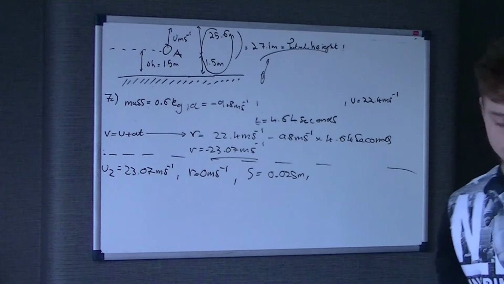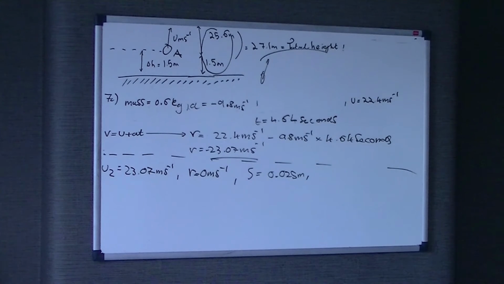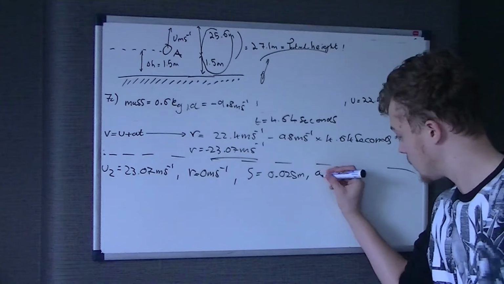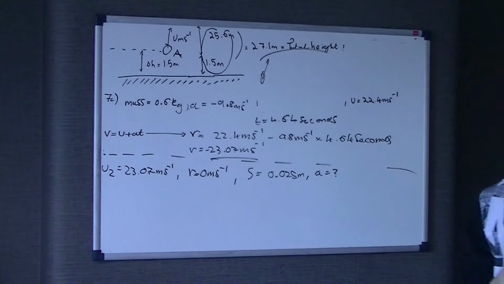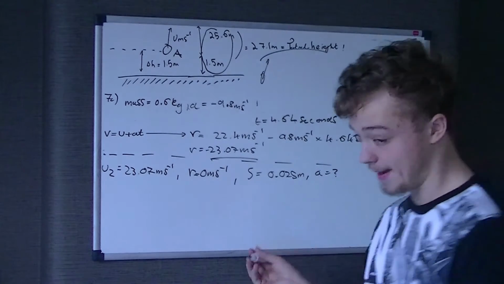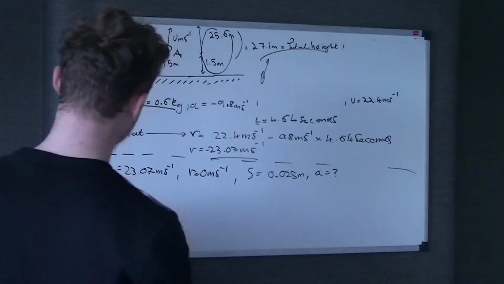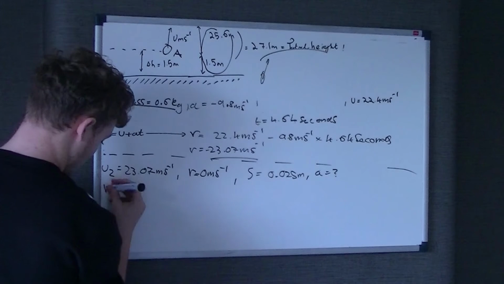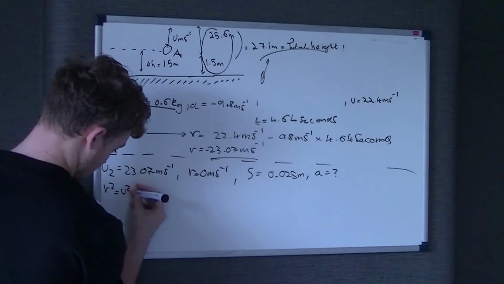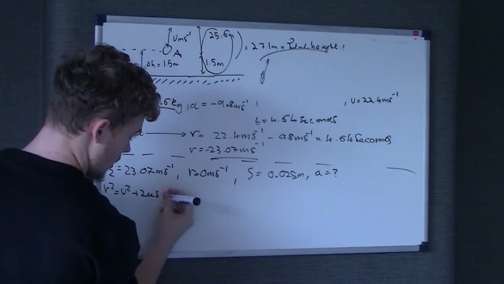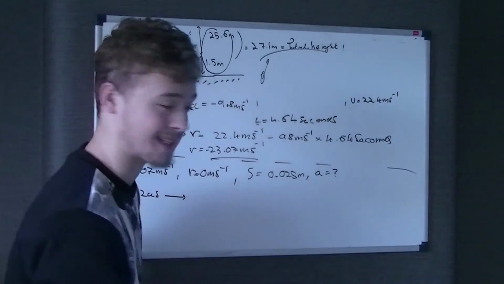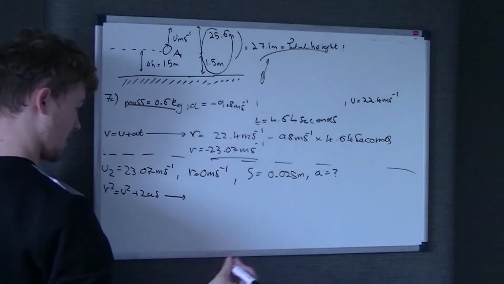Any other bits of information we need? No, we should be able to work it out from that. And obviously we need the acceleration, because when we come to do F equals ma, we're going to need a, because we've got m being the mass of 0.6 kilograms. So what we're going to use is the formula v squared equals u squared plus 2as. Obviously that a is going to be negative, but we'll just write out the formula as it's presented.